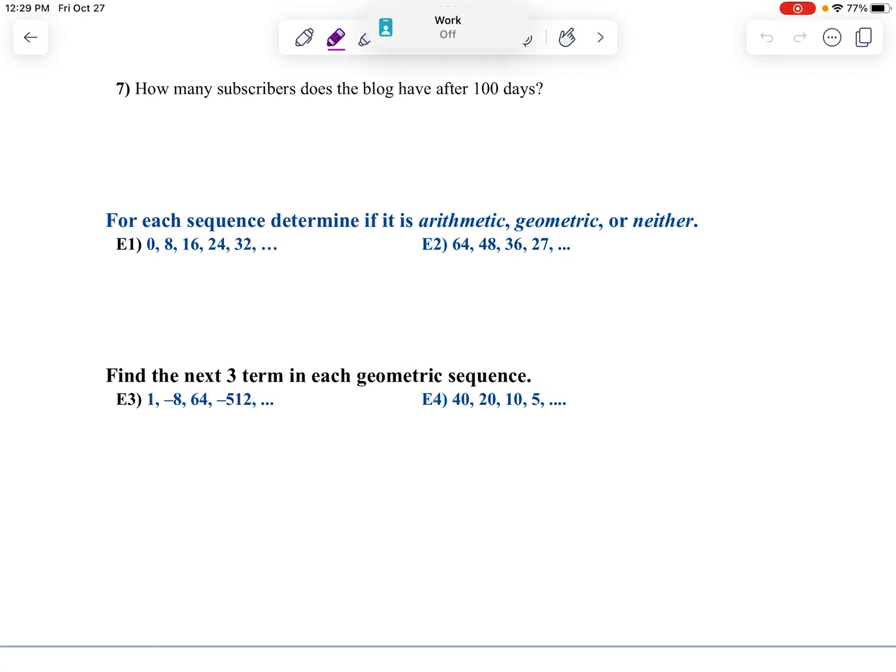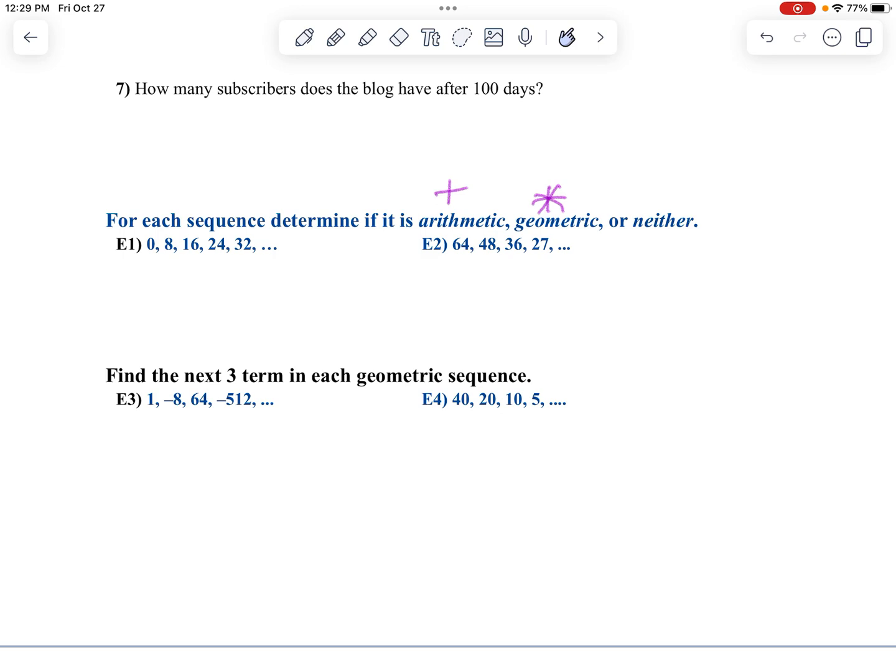On example 1, if a sequence is arithmetic, that means we're going to add the same thing every time. That would also include adding a negative, so we're subtracting the same thing. If it's geometric, we're going to multiply by the same term each time.